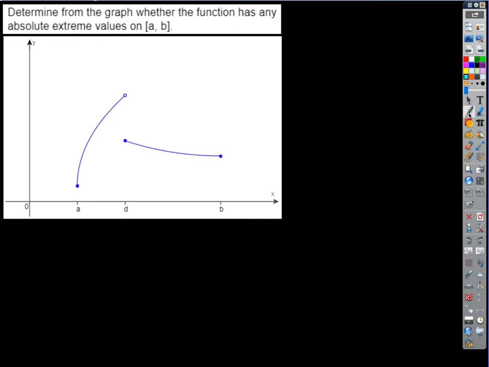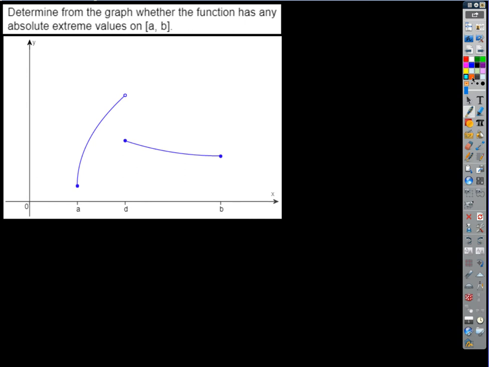So determine from the graph whether the function has any absolute extreme values on the closed interval from A to B. What can you tell me? We're looking at absolute maxima and minima. Yes, no, sort of. What's the verdict? Absolute minimum, but no absolute maximum. Okay, there's an absolute minimum. Good. Where is it? At A.